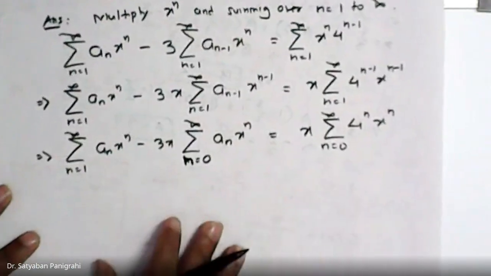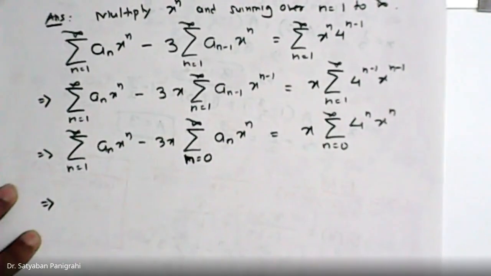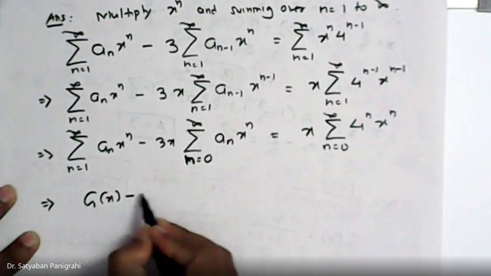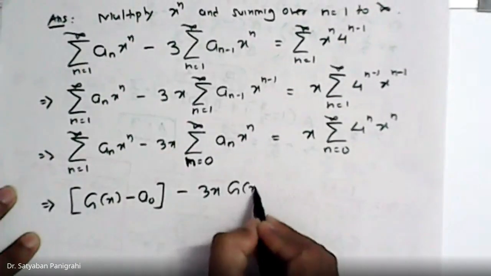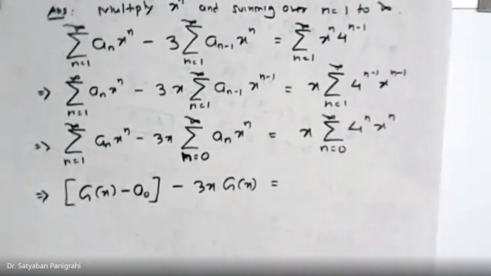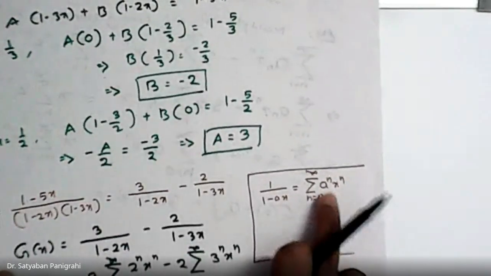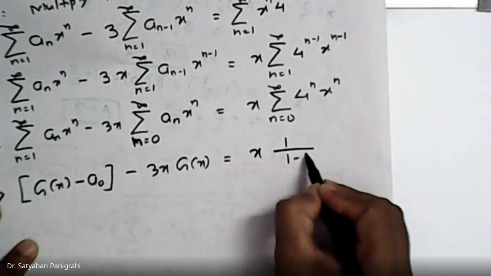Now in the next step, to represent this in terms of g, we want to represent this in terms of g. So what is this much? This is g(x) minus a0 minus 3x g(x). Now what can I write? As I know, look here, 1 divided by 1 minus ax is the sum n equal to 0 to infinity a^n x^n. We know this formula. So I can write this 4^n x^n as 1 divided by 1 minus 4x.